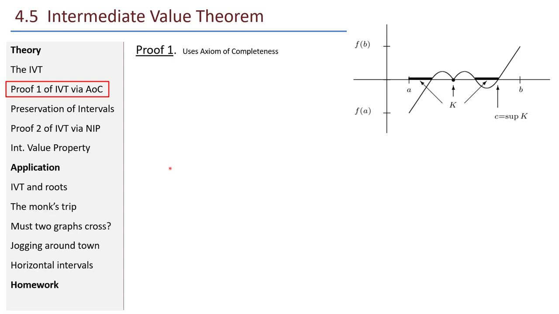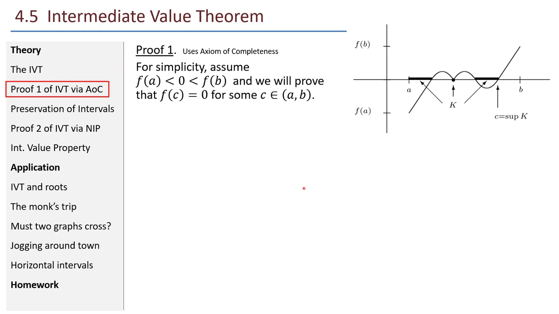This proof will use only two basic ideas, the axiom of completeness and the definition of continuity. So this is a really fundamental theorem. Even though we've seen 4.1 through 4.4, we don't need any of that except for the definition of continuity at a point.